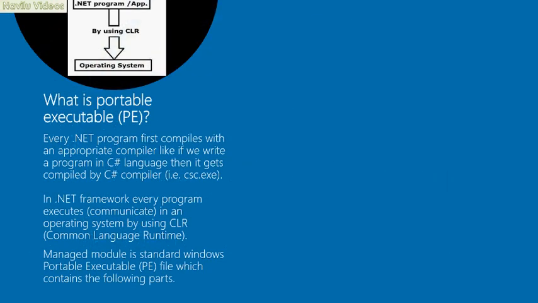What is Portable Executable, PE? Every .NET program is first compiled with an appropriate compiler. For example, if we write a program in C# language, then it gets compiled by the C# compiler, i.e. csc.exe. In .NET Framework, every program executes and communicates with the operating system by using CLR, the Common Language Runtime.